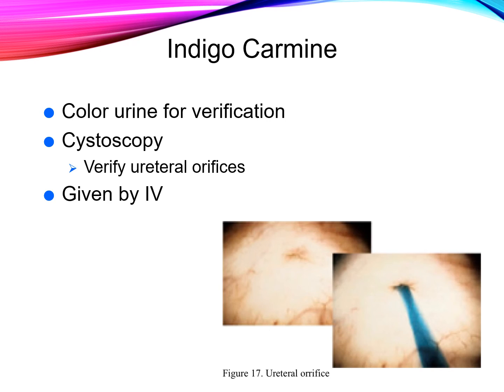And then there's indigo carmine. This is given by IV, so typically the anesthesiologist is going to be the one giving this to the patient. It can take up to 10 minutes to show up, so you have to be a little bit patient when you're waiting to see this. It can be used to color urine for verification of kidney function. So if you're worried that kidneys aren't working, if they use this and it shows up blue, then you know the kidneys are doing what they're supposed to, getting rid of things.